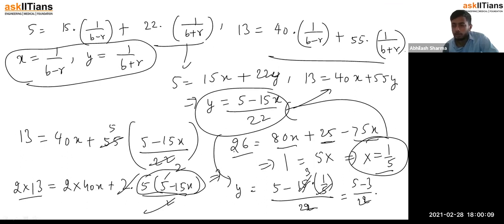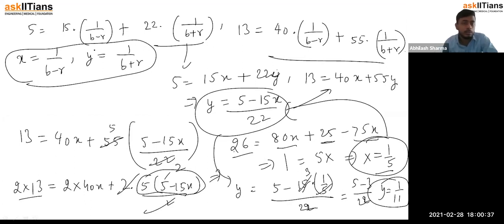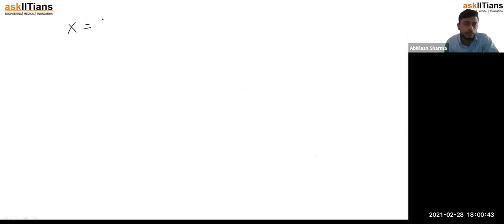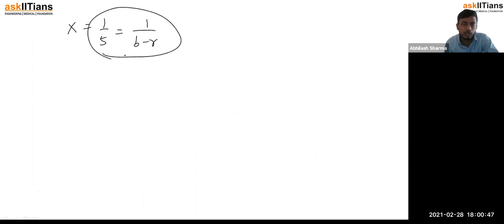Because 2 upon 22 is 1 upon 11, y is 1 upon 11 that we are obtaining. Now what can we do? We will simply replace the value of x as 1 upon b minus r. So look, x is how much? 1 by 5. But x is also equal to 1 upon b minus r. So this equation we are obtaining.